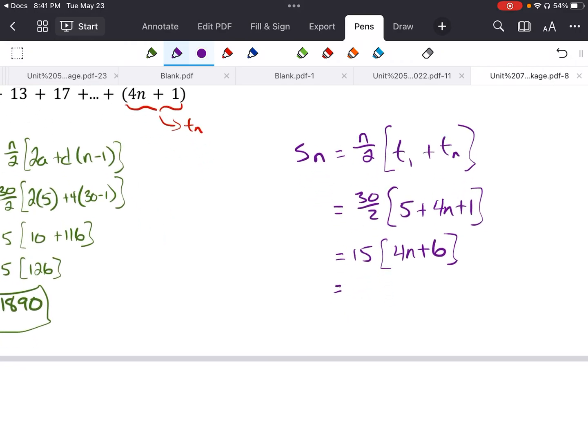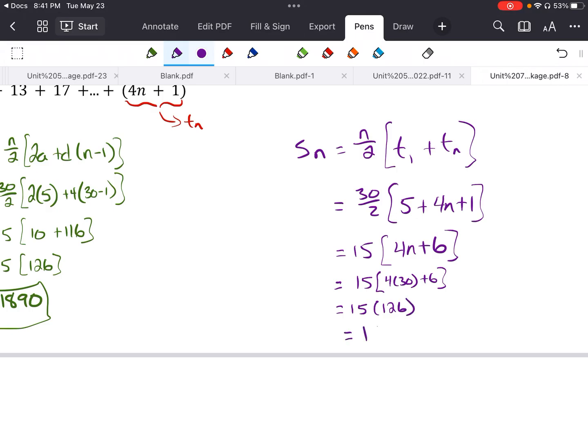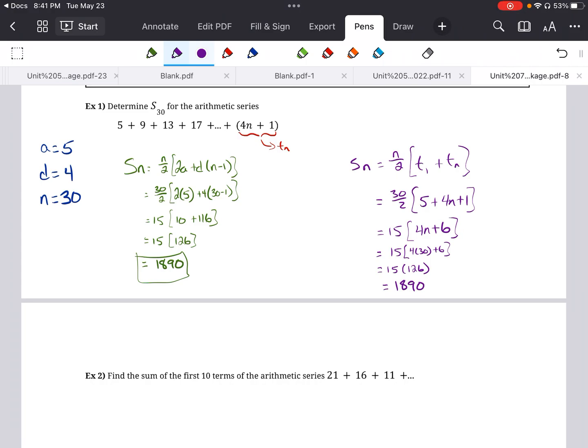Okay, and it doesn't matter when you plug in the 30 for the n, but let's do that now. Now that we simplified, 4 times 30 plus 6, and we get 15 times 126, which gives us the 1,890. Okay, so it didn't matter which formula we used there.